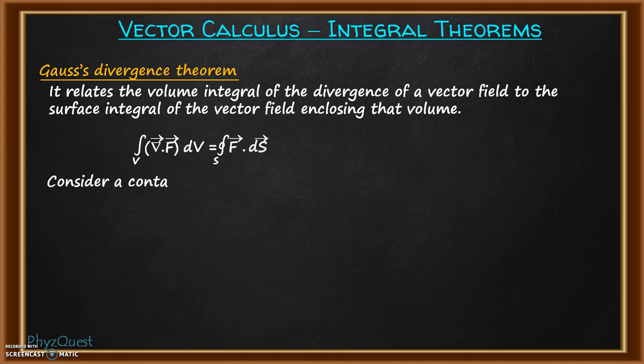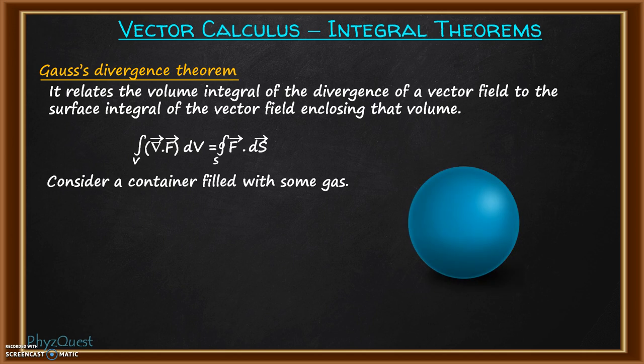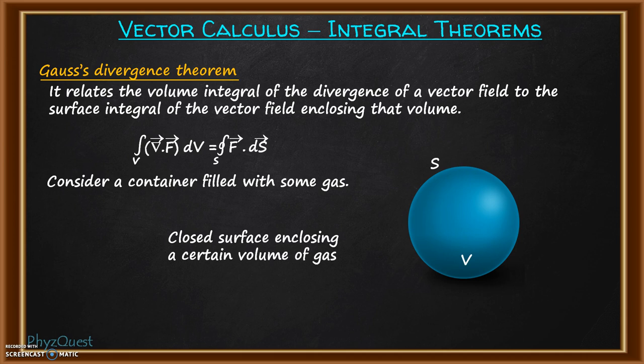Consider a container filled with a certain gas. This represents a closed surface S enclosing a certain volume V of the gas. Now let us suppose the source of the gas is within the container, some kind of a pipe inside the container through which gas is entering the container.